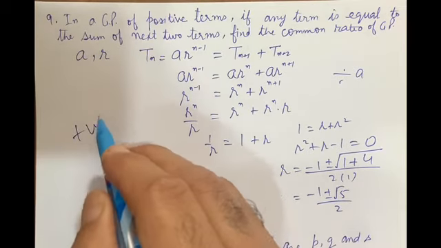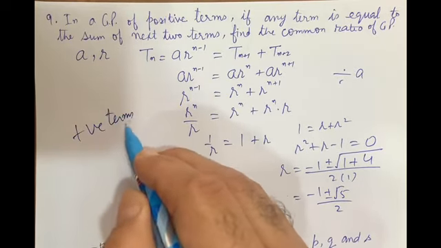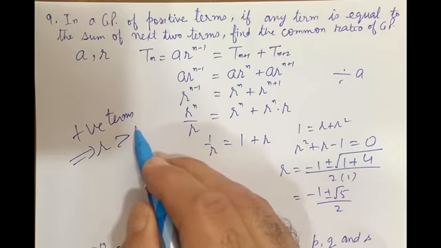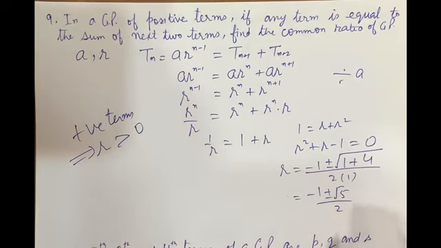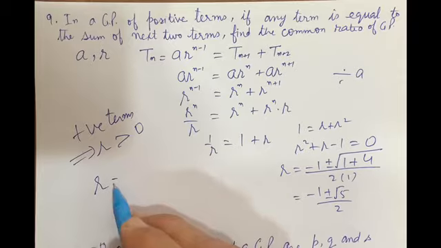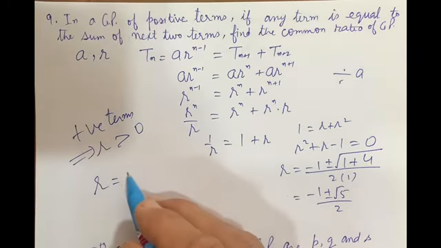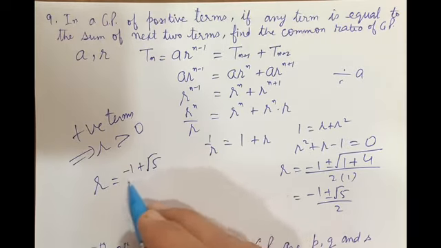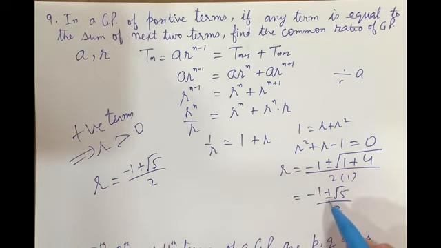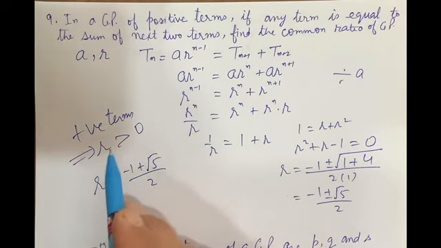So GP of positive terms means the common ratio is positive. This gives us the value of r as (−1 + root 5) by 2, because with minus root 5 here, the value of r will be negative.